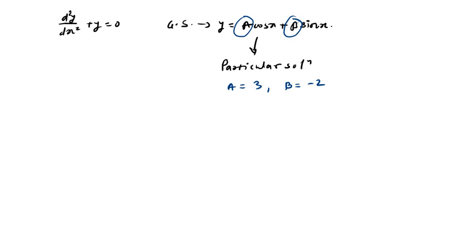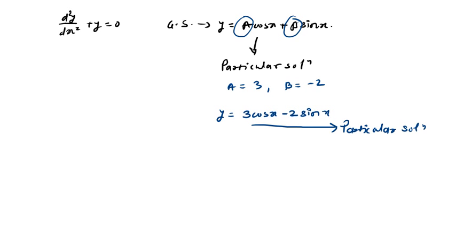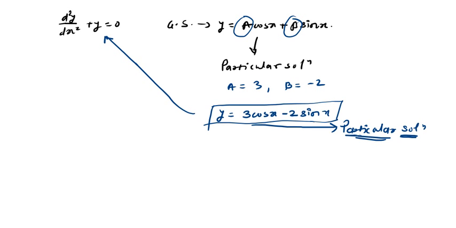So what will this become? a is 3, so this will be 3 cos x, and b is -2, so this will be -2 sin x, that is y equal to 3 cos x minus 2 sin x. This will be called a particular solution of that differential equation. This particular solution will also satisfy the differential equation. You can check it: differentiate it 2 times and you will get this differential equation.